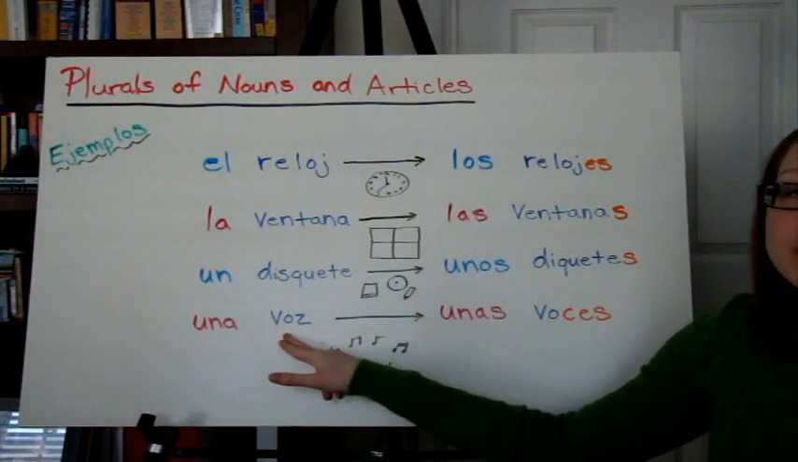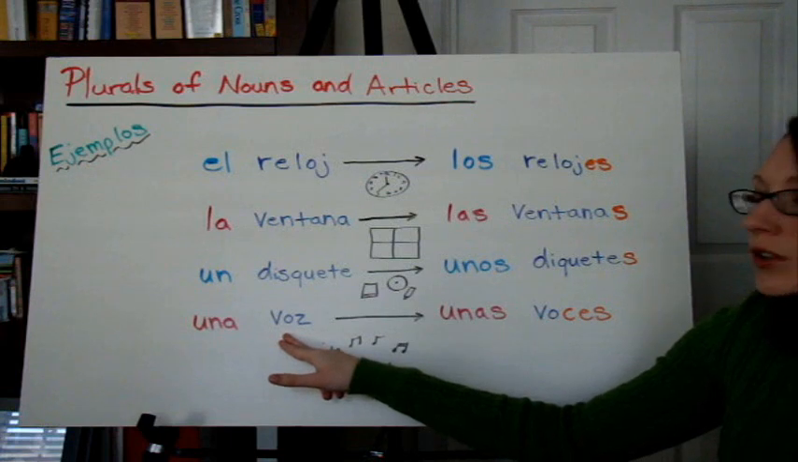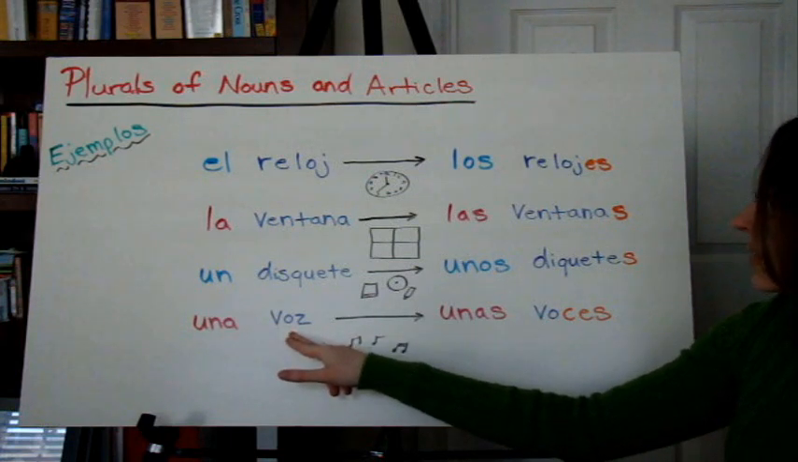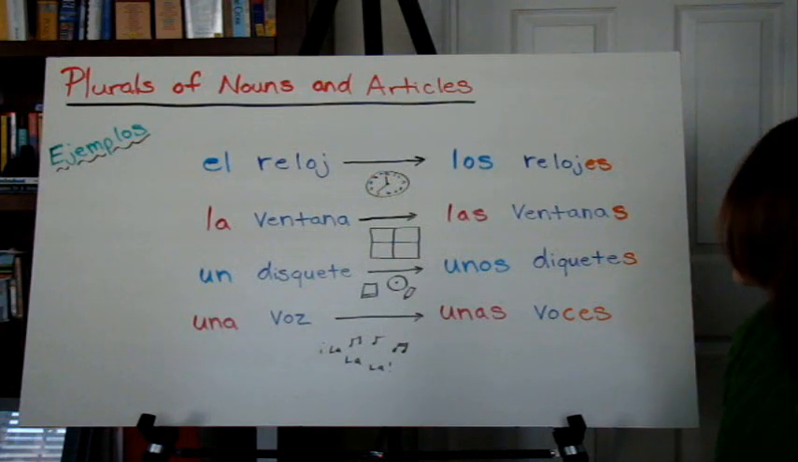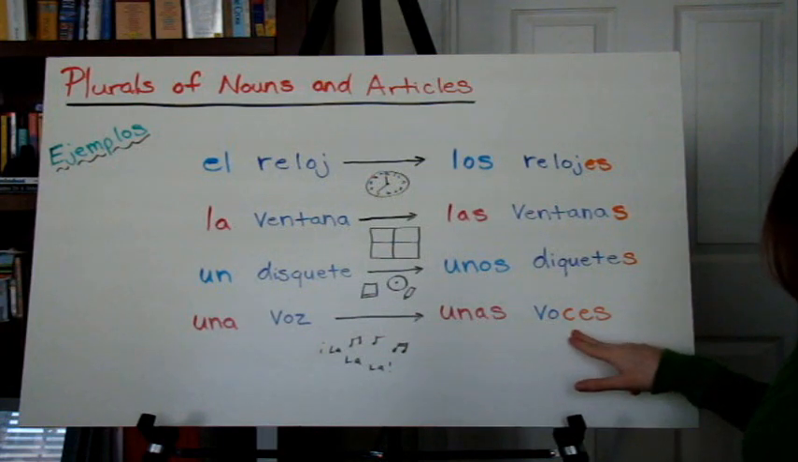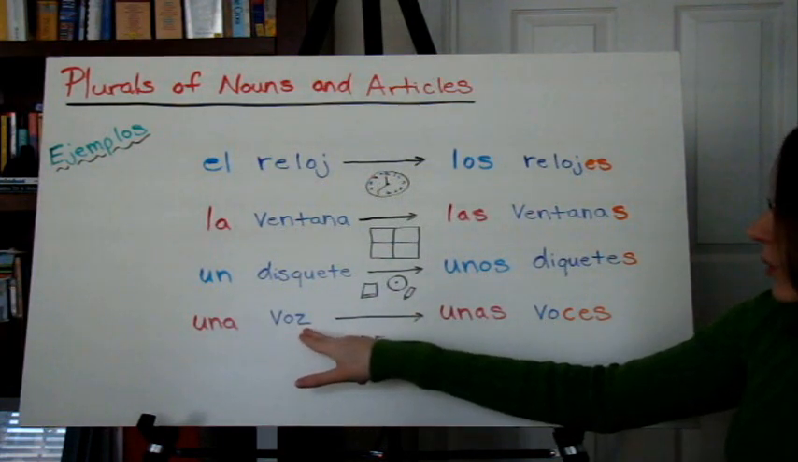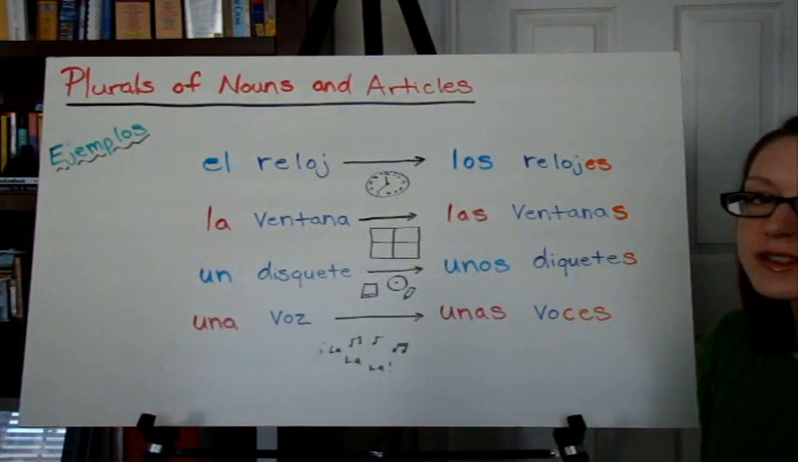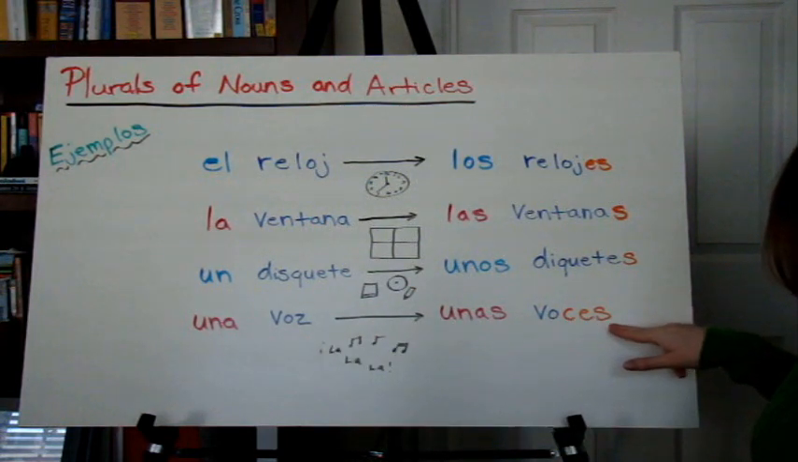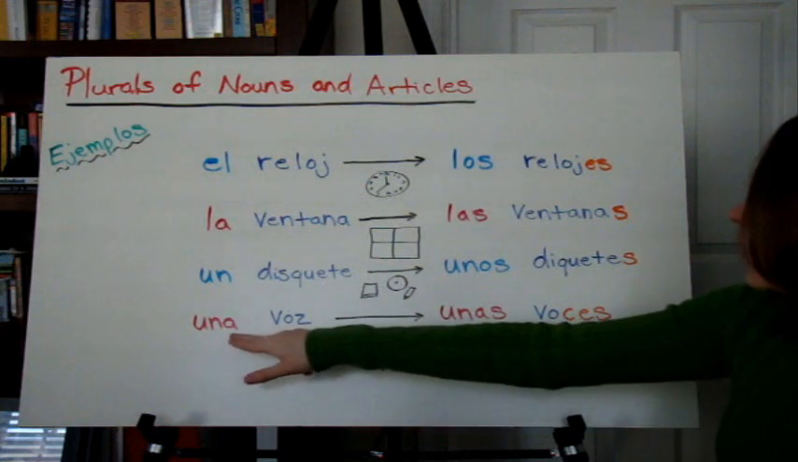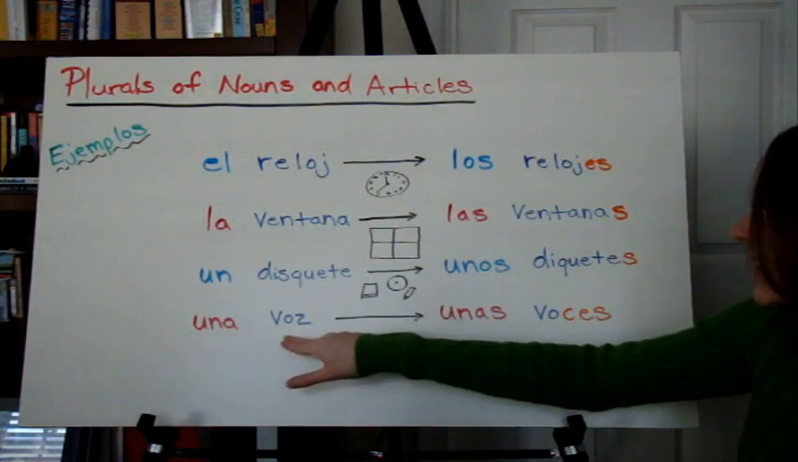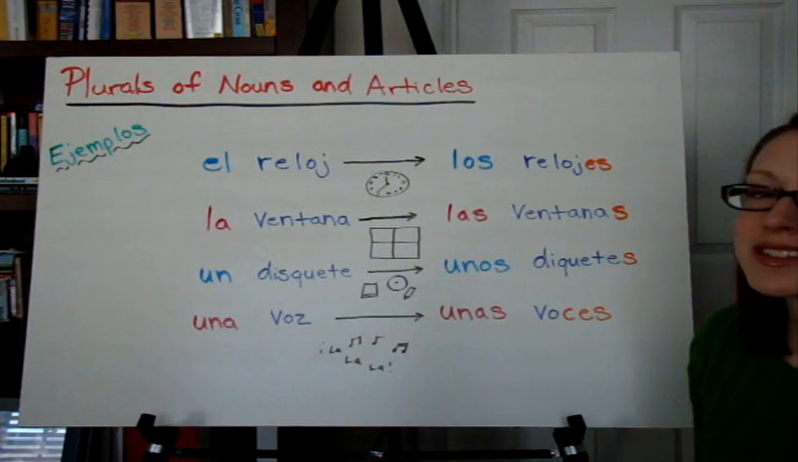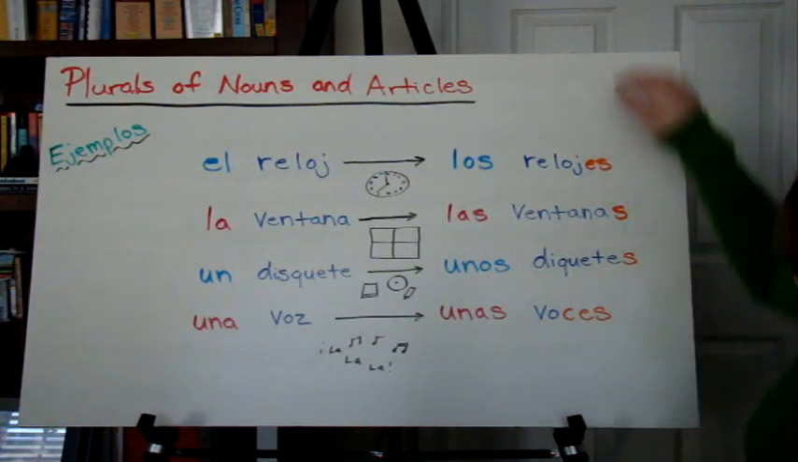Una voz. We have not learned this word yet, but this is a voice. So if we have multiple voices, like in a choir, then we would say unas voces. So this ends with a Z. We take off the Z and we add CES. Unas voces. Una voz, a voice, unas voces, some or a few voices.